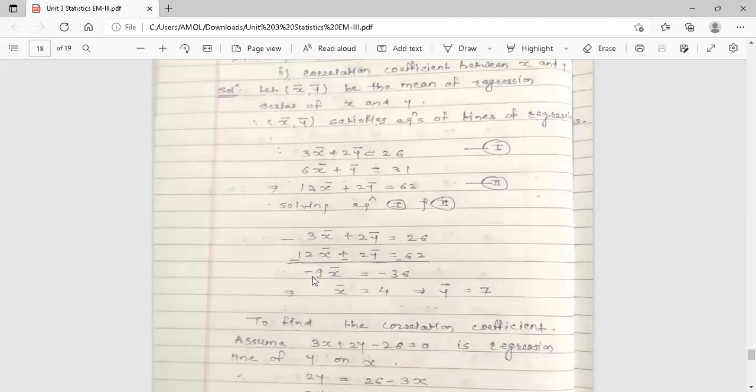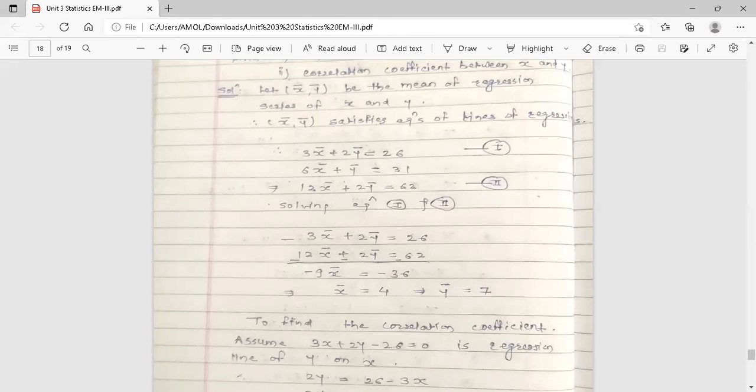3x bar minus 12x bar is minus 9x bar. 2y bar minus 2y bar is 0. It is equal to 26 minus 62, which is minus 36. So x bar is equal to minus 36 upon minus 9, shifting the minus 9 to the right-hand side as a division. The calculation gives x bar is equal to 4. Put x bar equal to 4 in either equation, say the second equation. 6 into 4 is 24. Shift that 24 to the right-hand side, so y bar is equal to 7. So these are the means: x bar is 4 and y bar is equal to 7.